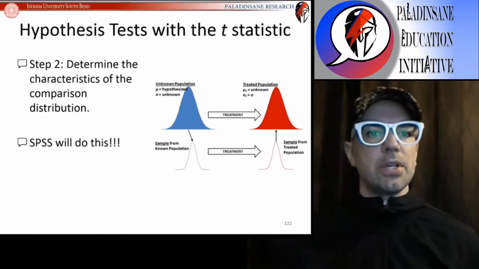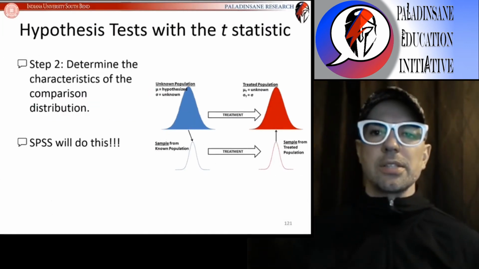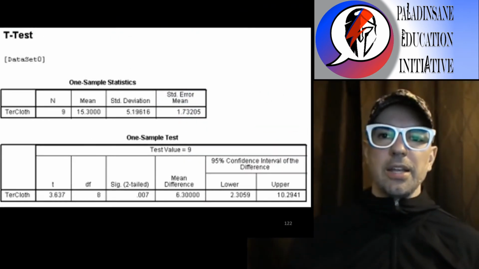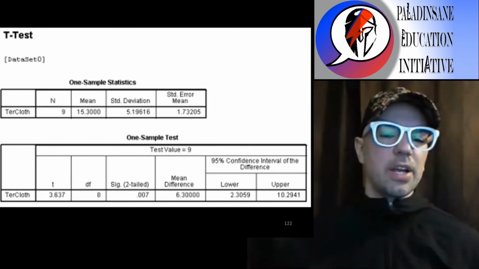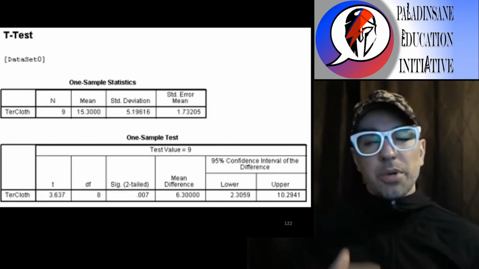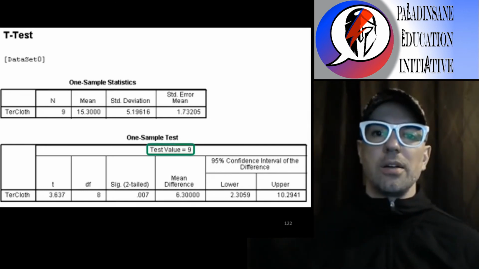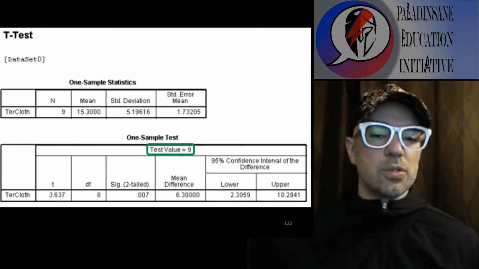All right, step 2, determine the characteristics of the comparison distribution. SPSS will do this. Let's see where SPSS has done that. So the first thing that we need is the mean of the comparison distribution. And we have already decided that that is 9, but just in case we forgot, SPSS lets us know that as well. So SPSS is telling us, oh, the test value that I used was 9.